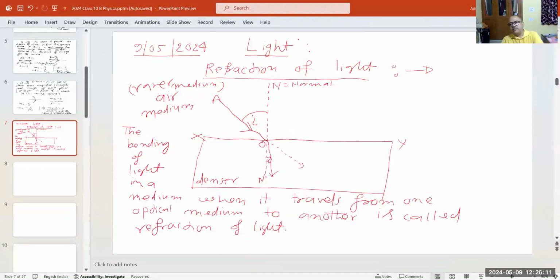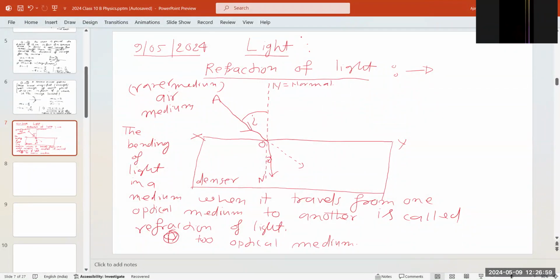When the ray of light travels from one optical medium to another, there is bending of light. It changes its path, and we call it bending, and we pronounce it as refraction of light. So what is the requirement for refraction? Two things must be there. Number one, two optical media must be needed.